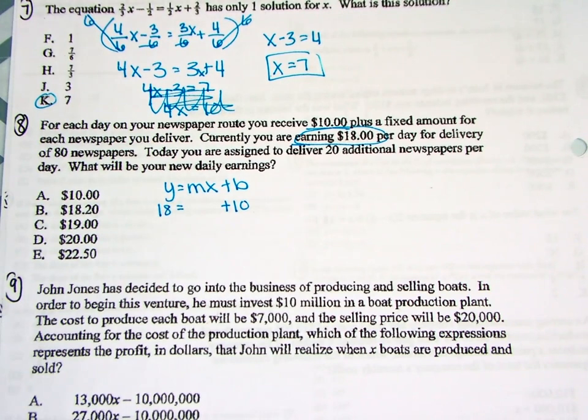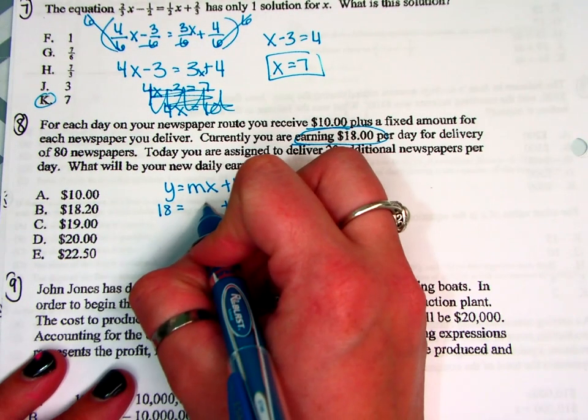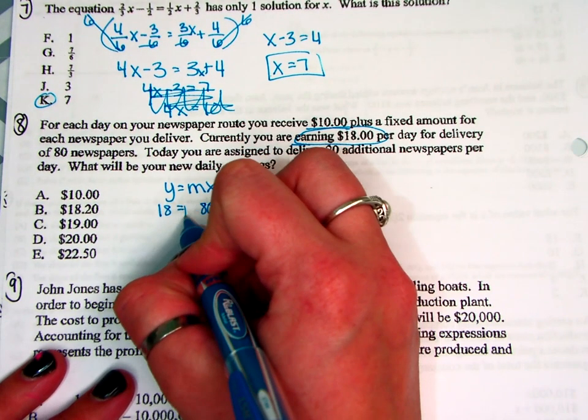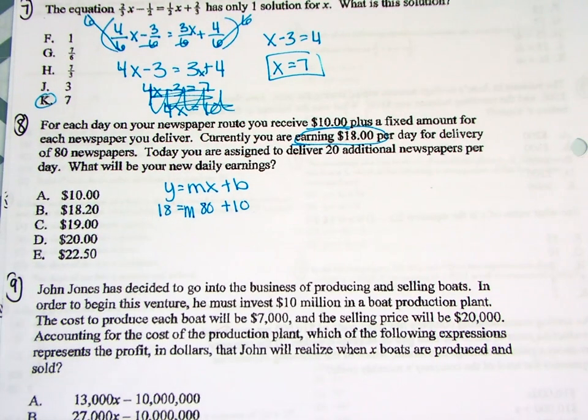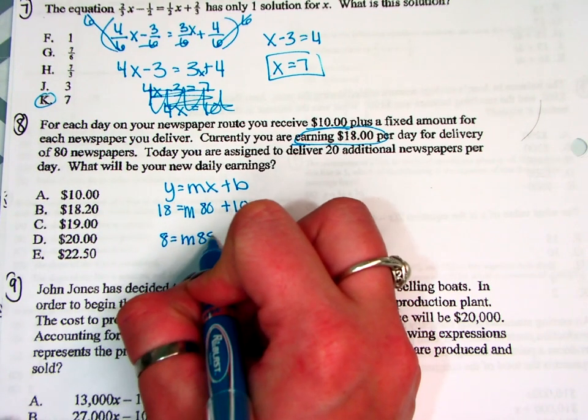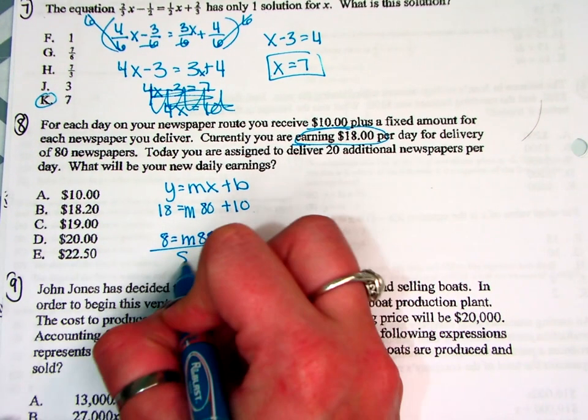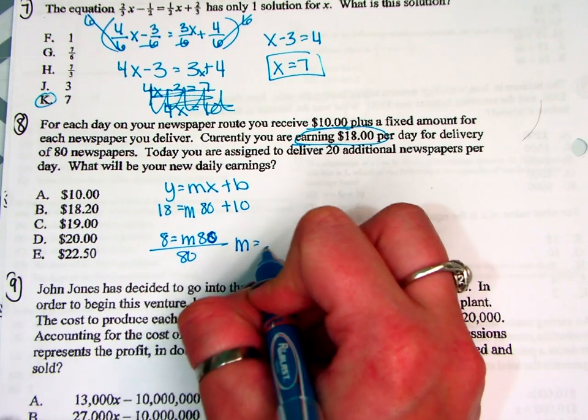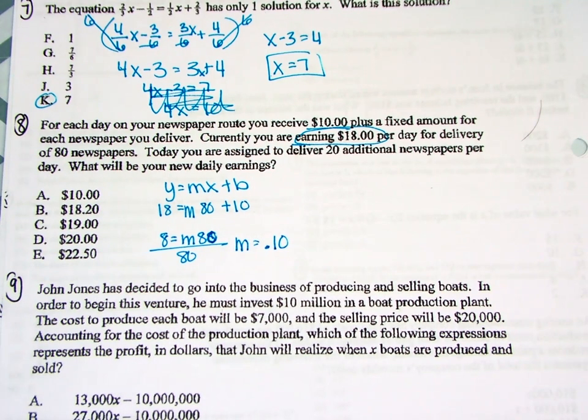We are delivering 80 newspapers. That is represented by x. We're trying to figure out how much money you make per newspaper, because if you sell an additional 20, you have to know how much you make per newspaper. So I'm going to subtract 10, so I get 8 equals m times 80. When I divide both sides by 80, m is 0.10. So that means you earn 10 cents a newspaper.